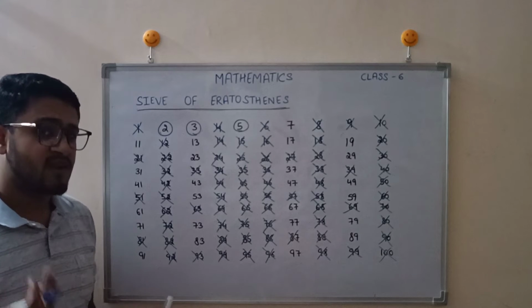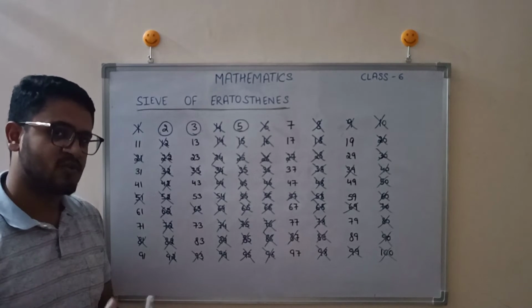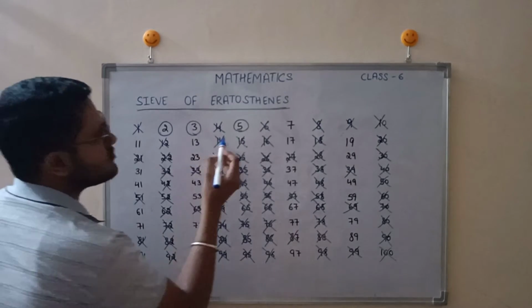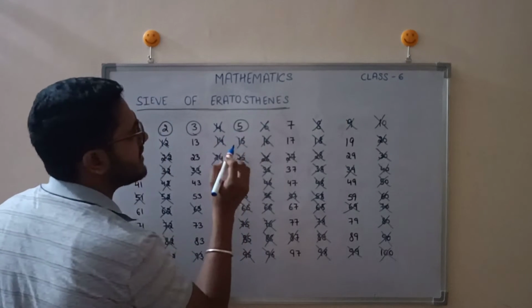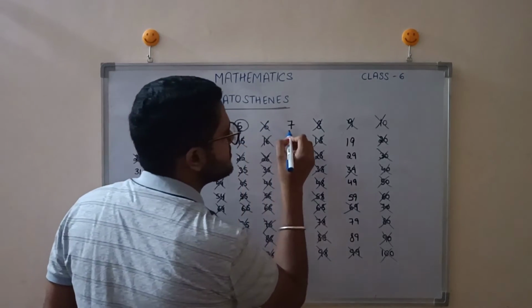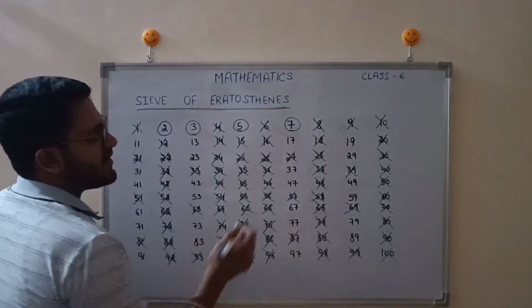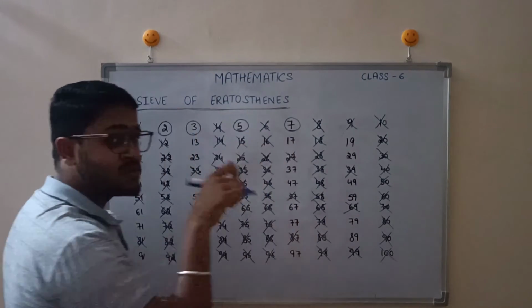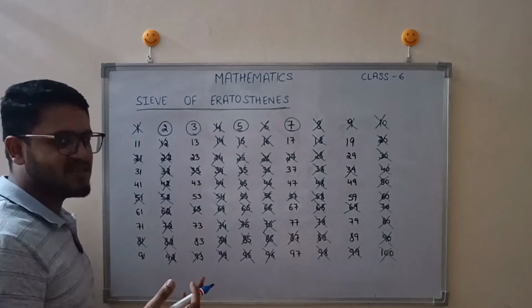Now what I said is we have to repeat this process until we get all our prime numbers, right? So let's move to the next unmarked number. After 5 we have 6, which is already marked. Then we have 7. We have encircled the number 7, right? And now let's cross out all the multiples of 7.